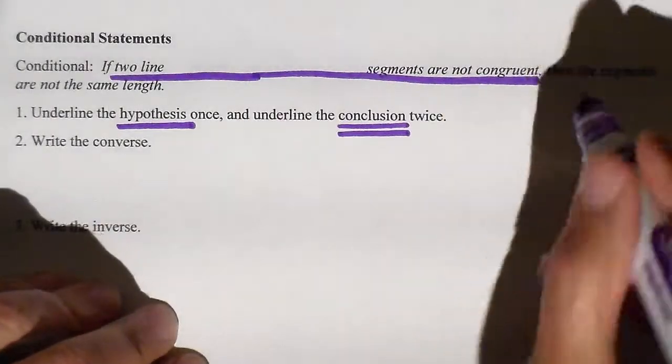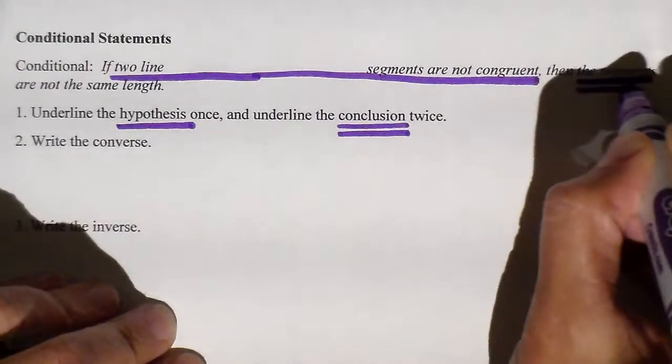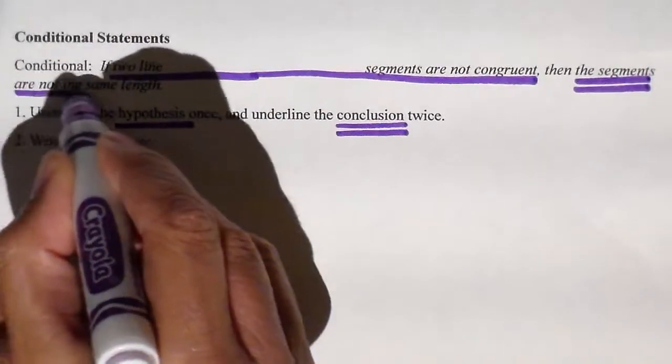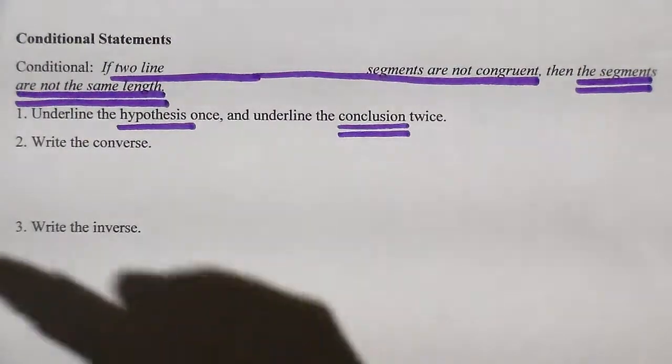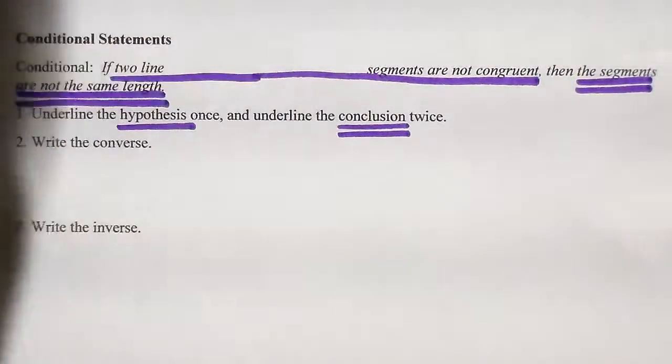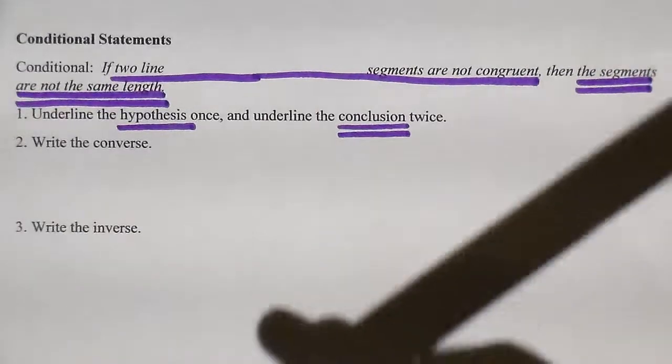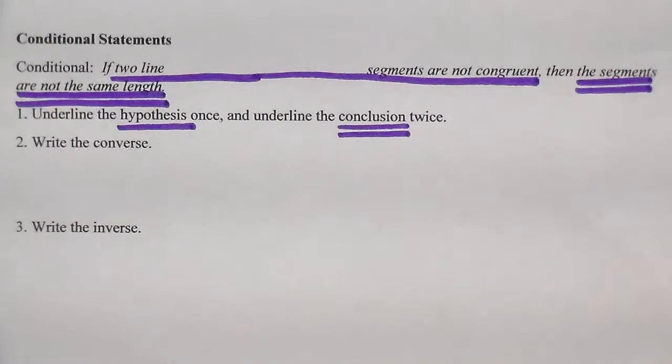Then, what's my conclusion? The segments are not the same length. So there I've just underlined my hypothesis once and my conclusion twice. Remember, the hypothesis comes first. It's what's after the if. The conclusion is what happens next. That's a cause and effect.